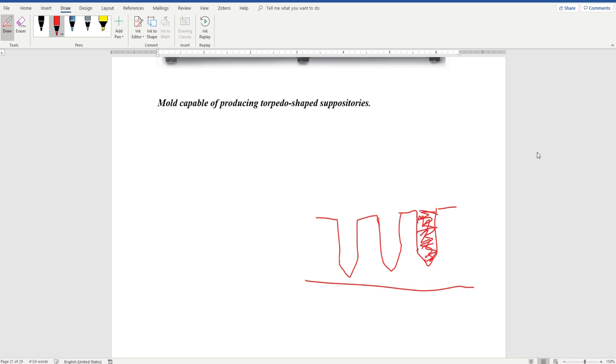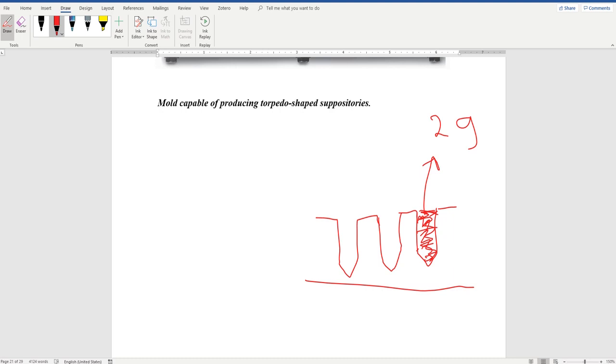Now suppose you are using cocoa butter here, with no drug at all. It is an unofficial drug, let's say, for this example. There is no drug at all, and we call this a blank suppository, because it does not have any drug. Let's say the weight is 2 grams. Are you with me?